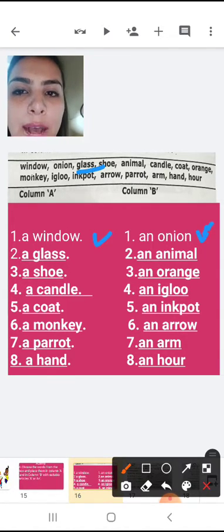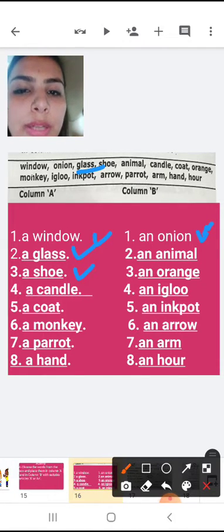Now see the third word, which is glass. Glass starts with the letter G, and G is a consonant. Before a consonant we always use A. So write it in column A: a glass. Now the next, shoe. Shoe starts with the letter S, and S is a consonant. Again write the shoe in column A: a shoe.